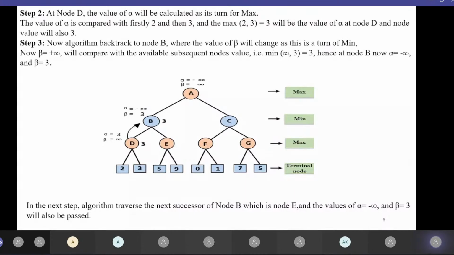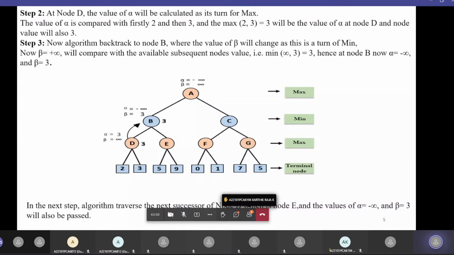So we have the alpha value equal to 3, and the beta value is plus infinity. Now backtrack.